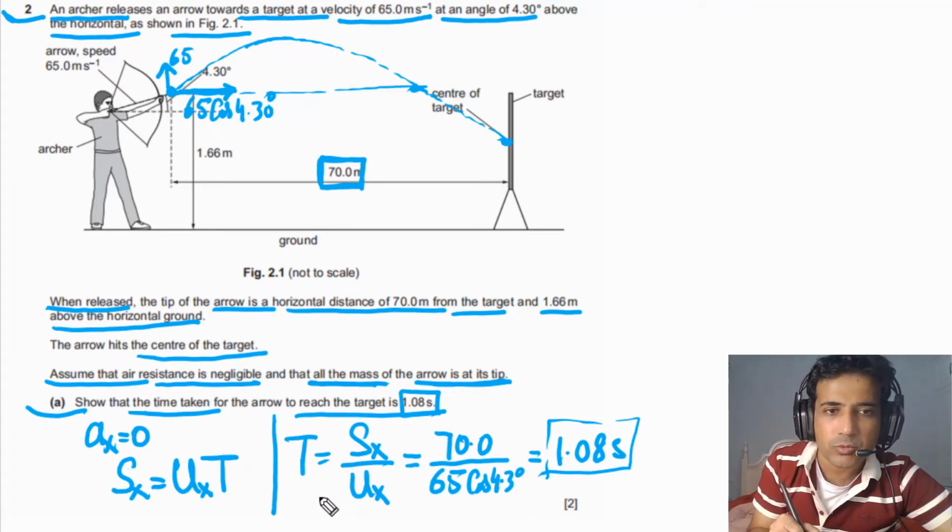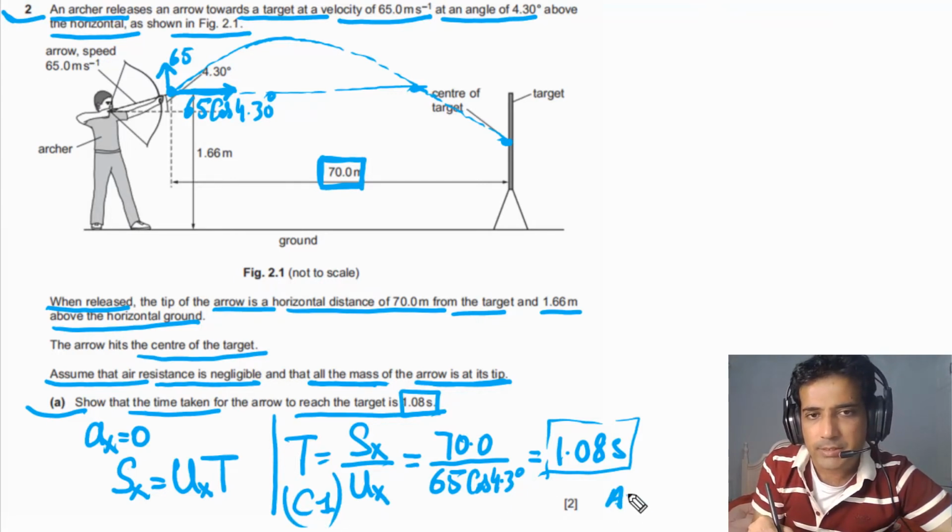The first mark you will get if you have written this formula. So you will get 1 C mark. And if you have got the right answer, you will get the second mark, and this is an A mark.